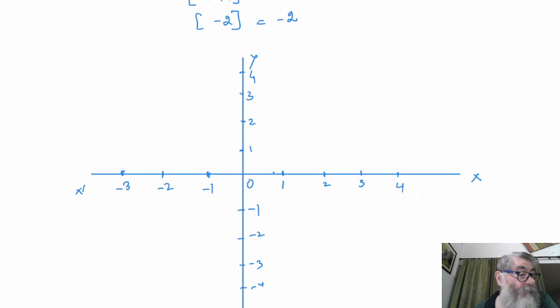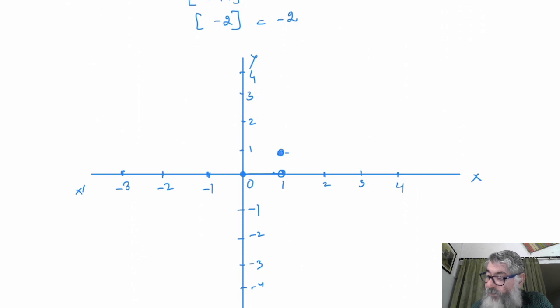Between 0 and 1, it will be always 0. So it is closed here. It's an open bracket. Now suppose the value of x becomes greater than 1 but less than 2. If the value becomes greater than 1 but less than 2, then it will come here like this.